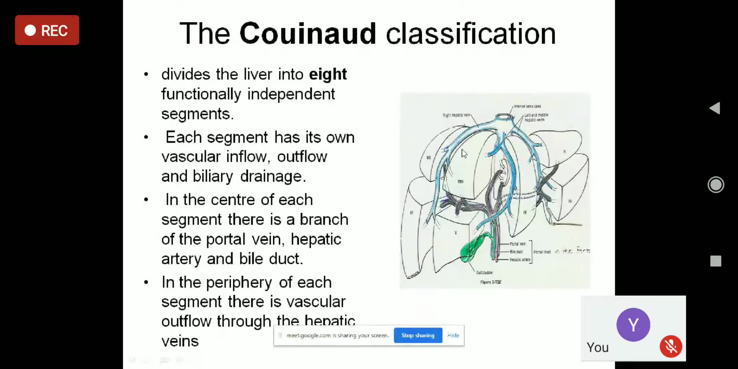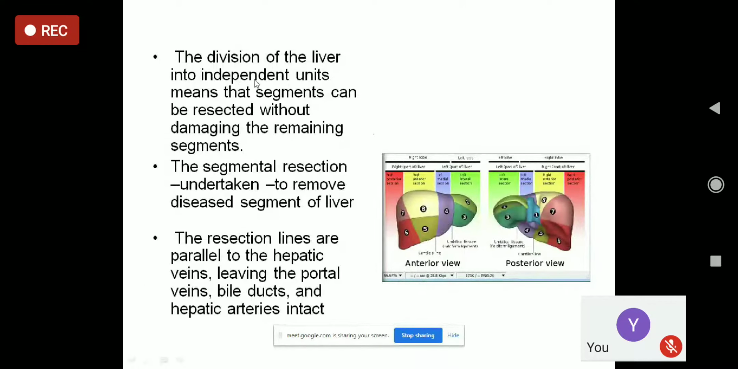So each segment consists of all three: portal vein, biliary duct, and hepatic artery. In the center of each segment there is a branch of the portal vein, hepatic artery, and bile duct. In the periphery of each segment there is the vascular outflow of the hepatic vein. So the hepatic vein will be peripherally present, but in each segment there are three contents: portal vein, bile duct, and hepatic artery. So Couinaud has classified the liver into 8 segments, and each segment gets its portal vein, hepatic artery, and bile duct. So the division of the liver is into independent units.